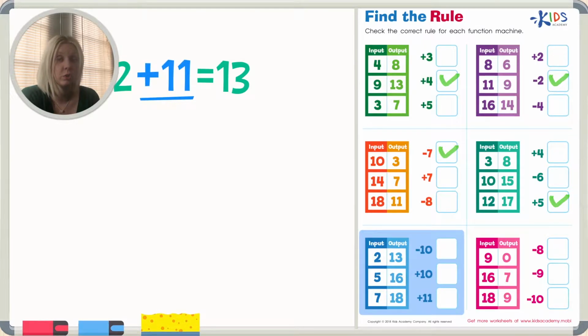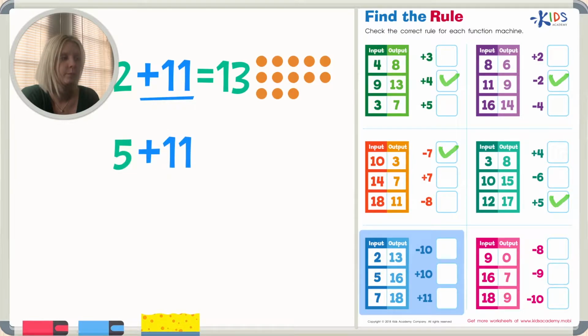11, I'm actually going to add on 2, so 11, 12, 13. Is that correct? Yeah, that's right, isn't it? So it's probably going to be correct with the rest of them. I want to double check at least just one more to make sure. So 5 plus 11 equals 16. Is this right? I don't know.